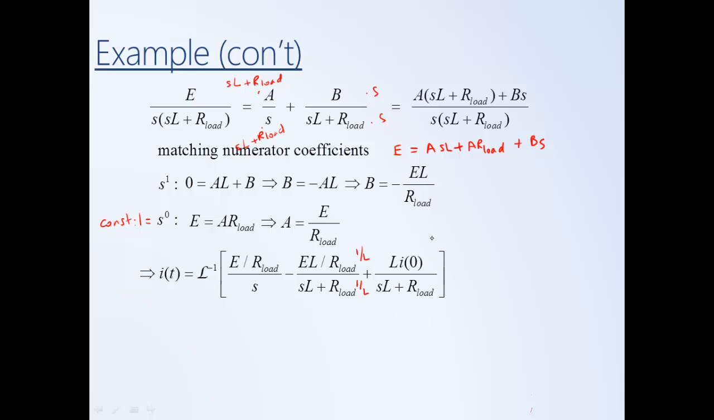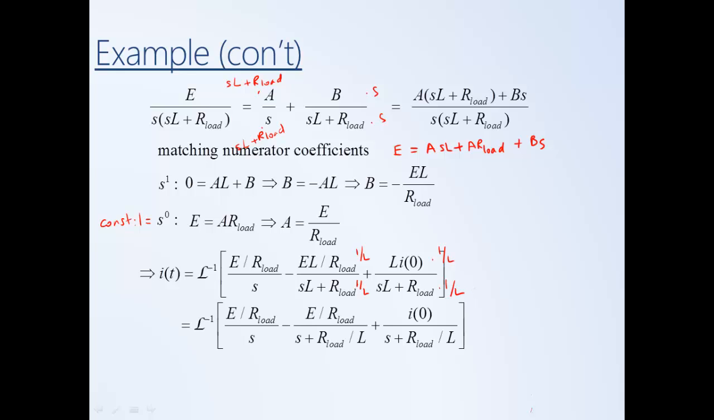Same thing with this term. We need to divide through by L in the numerator and divide through by L in the denominator. Doing that, this L cancels out. We have to distribute, so this R load ends up being divided by L. In the numerator, that L cancels out. Over on this term, this L cancels that L, this L cancels that L, and we again end up with a plus R load divided by L.